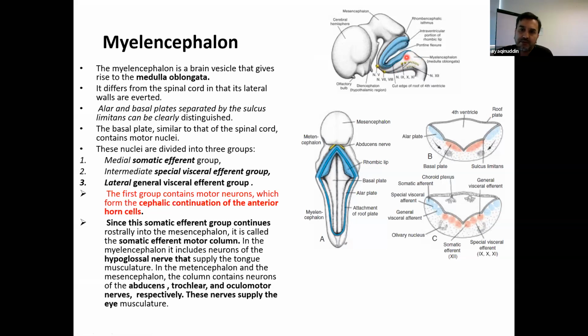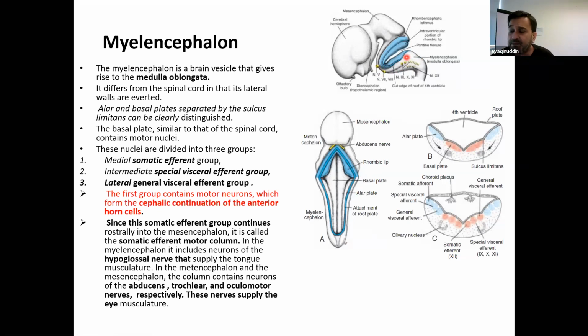Now, if you look at the spinal cord, as I said, you had basal plates located ventrally and the alar plates located dorsally. So your motor neurons, the anterior gray horn cells in the spinal cord, were lying in front, while the sensory neurons or the dorsal gray horn cells were lying posteriorly.